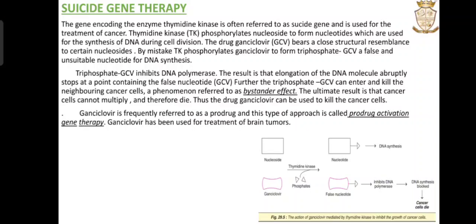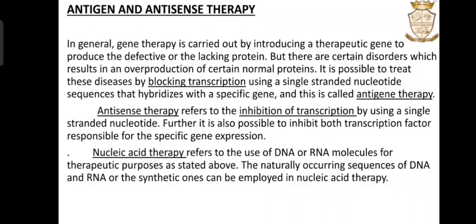The ultimate result is that cancer cells cannot multiply and therefore die. Thus, the drug ganciclovir can be used to kill the cancer cells. Ganciclovir is frequently referred to as a prodrug, and this type of approach is called prodrug activation gene therapy. Ganciclovir has been used for treatment of brain tumors. This is a figure showing the action of ganciclovir mediated by thymidine kinase to inhibit the growth of cancer cells.